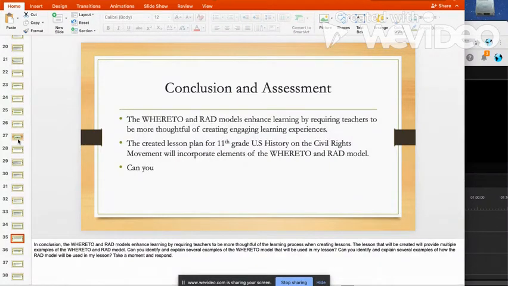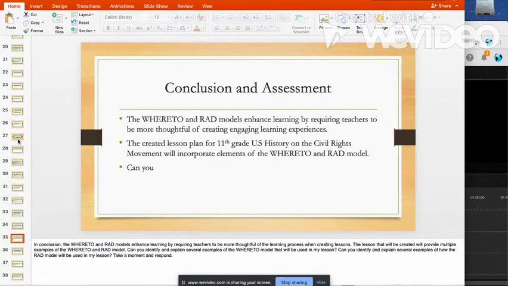In conclusion, the Where To and RAD models enhance learning by requiring teachers to be more thoughtful of their learning process when creating lessons. The lesson that will be created will provide multiple examples of the Where To and RAD model.